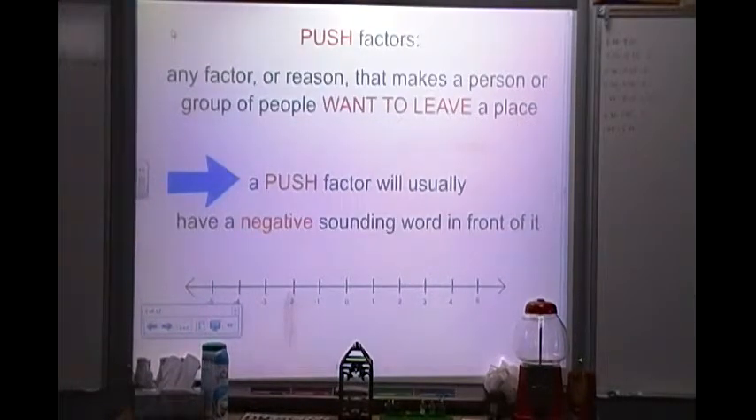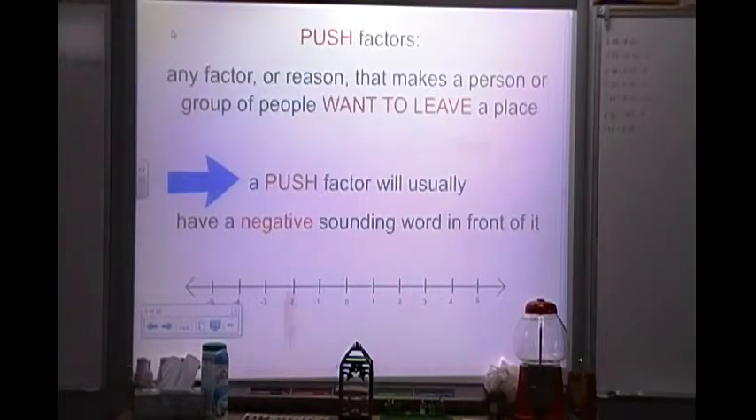Here's the dead giveaway for push and pull. A push factor typically has a negative sounding word in front of it. If it sounds bad, it's a push factor. Okay, if it sounds bad, it's a push factor. And if we were to do a number line, would a push factor be more on the right side of the 0 or on the left side of the 0? Left side. It's on the left side of the 0. It's negative, it's bad, it's pushing you away, it's forcing you to move. Any questions on a push factor?